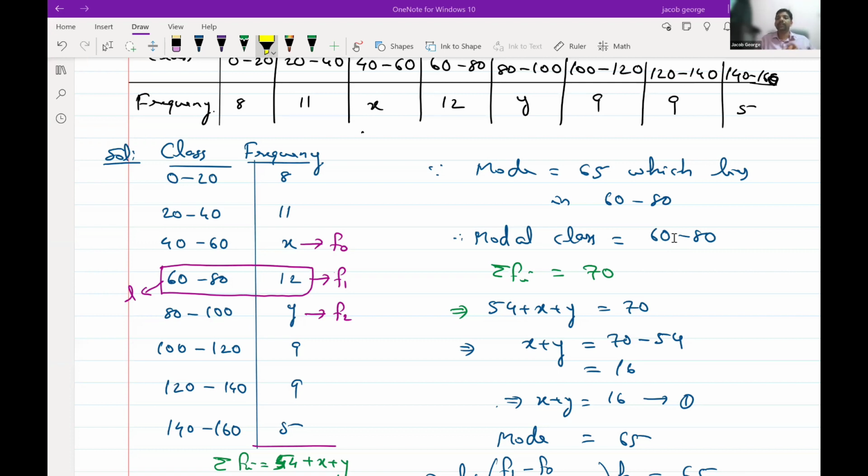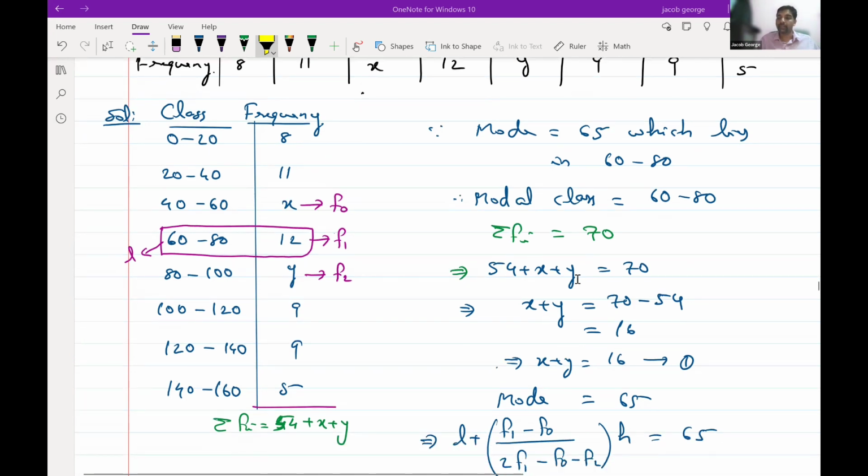Everybody understood? Yes. Then the remaining data is the same. L is the lower limit of the modal class, 60. F1 is the frequency of the modal class, 12. F0 is the frequency preceding the modal class, that is X. F2 is the frequency succeeding the modal class, F2 is Y. And then we have to take the total frequency also here, an additional calculation. In a direct mode question, we don't have to calculate sigma Fi, but in a missing frequency question, we add sigma Fi. We got 54 plus X plus Y.